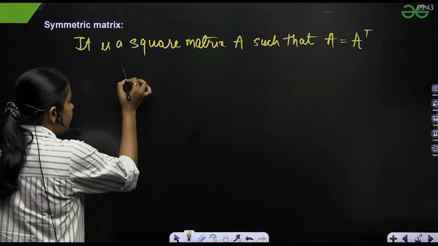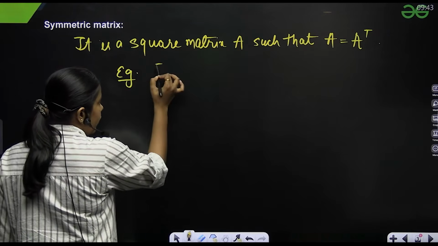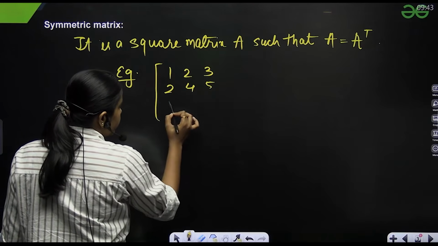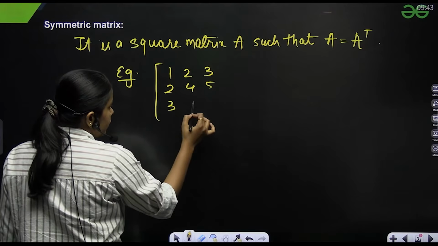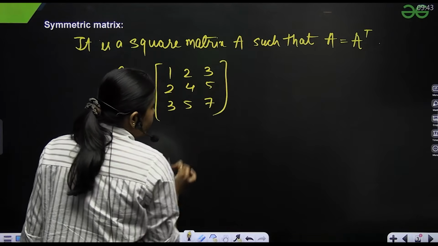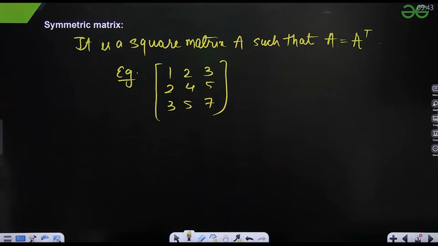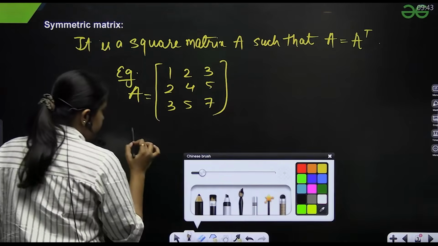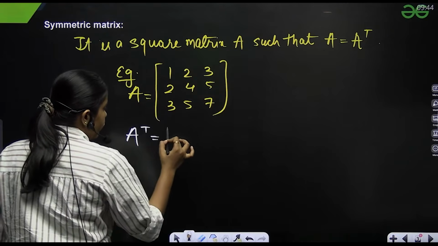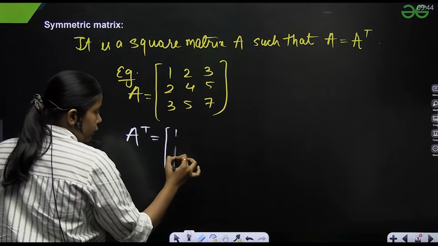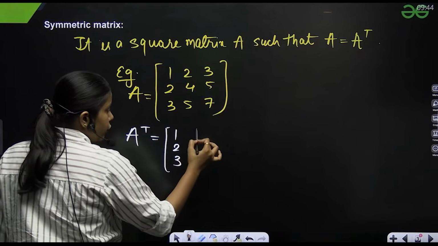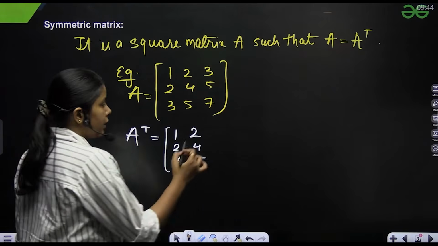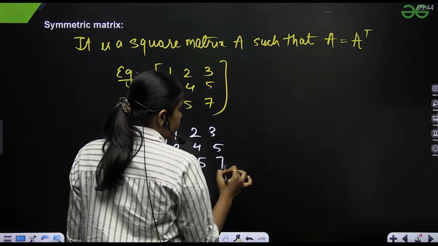Let's take one example. If I take this matrix 1, 2, 3, 2, 4, 5 and 3, 5, 7. This is matrix A. Let's take a transpose. If I am taking a transpose here, what would I get? First row gets converted into first column, 1, 2, 3. Second row gets converted into second column, 2, 4, 5. Third row gets converted into third column, 3, 5, 7.